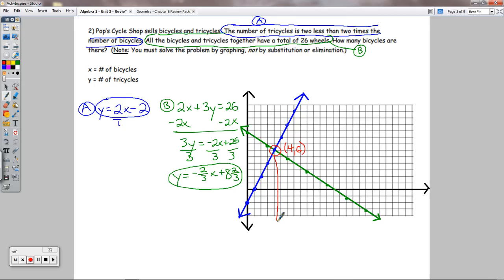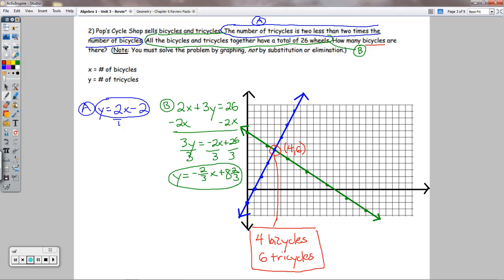That means your solution or your answer to this question, it says how many bicycles are there. We know x was the number of bicycles, so over 4, that's 4 bicycles. And if you wanted to say how many tricycles there were, you could say that too. That's an easy question to answer. The question up here doesn't actually ask that, so you could leave that out and be just fine. But I'll write both of them down here. So we have 4 bicycles and 6 tricycles. You could plug those numbers back into the original equations and check your answer to see if you're right.